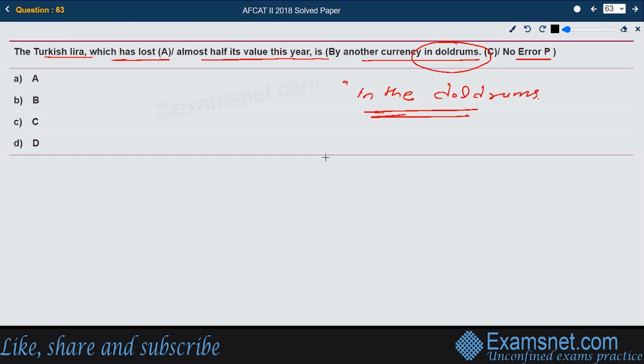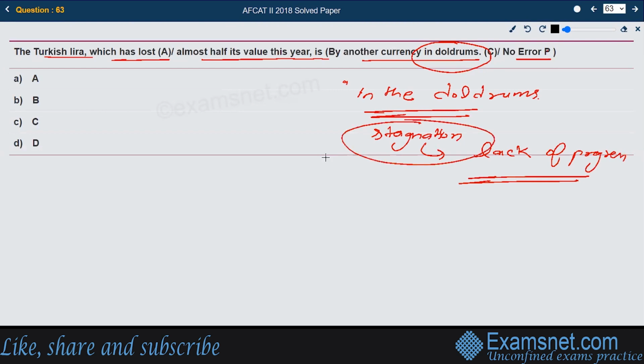The meaning of in the doldrums is to remain stagnant or remain in a stagnation state. Stagnation state means where you get stable at a position when there is a lack of progress. Okay, when you find yourself locked at a position where there is lack of progress, you have become stagnant, steady. So that is what the phrase in the doldrums means: being stagnant, having lack of progress. So the right answer should be option C, because the error lies in the C part. It should be in the doldrums rather than in doldrums.